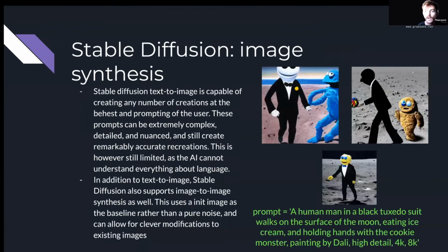Okay. So, using Stable Diffusion for image synthesis. Come inference time, the training data makes Stable Diffusion probably the most general and powerful image synthesis model ever released to the public. And that means it's the most powerful one that you can use in about 5 minutes from now. Stable Diffusion text to image is capable of creating any number of creations at the behest and prompting of the user. These are highly influenceable and complex, detailed and nuanced, and still remarkably accurate recreations of those prompts.